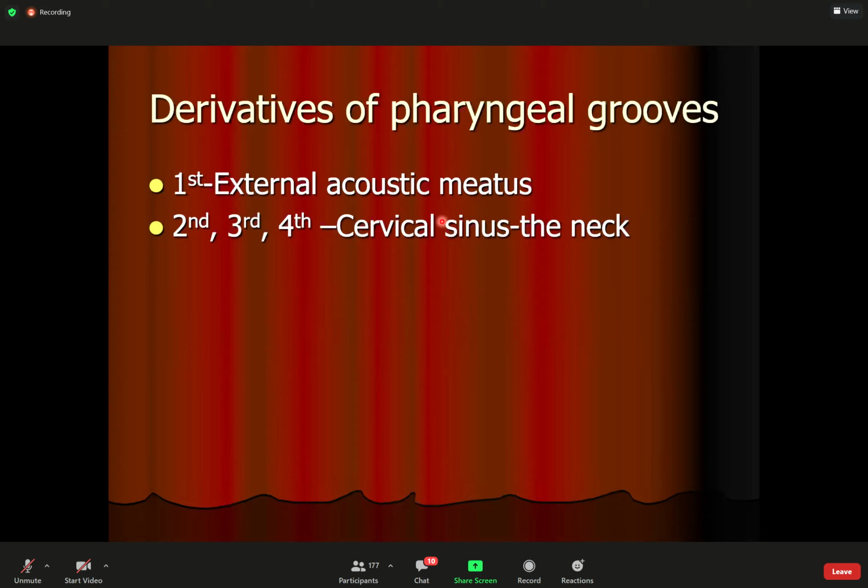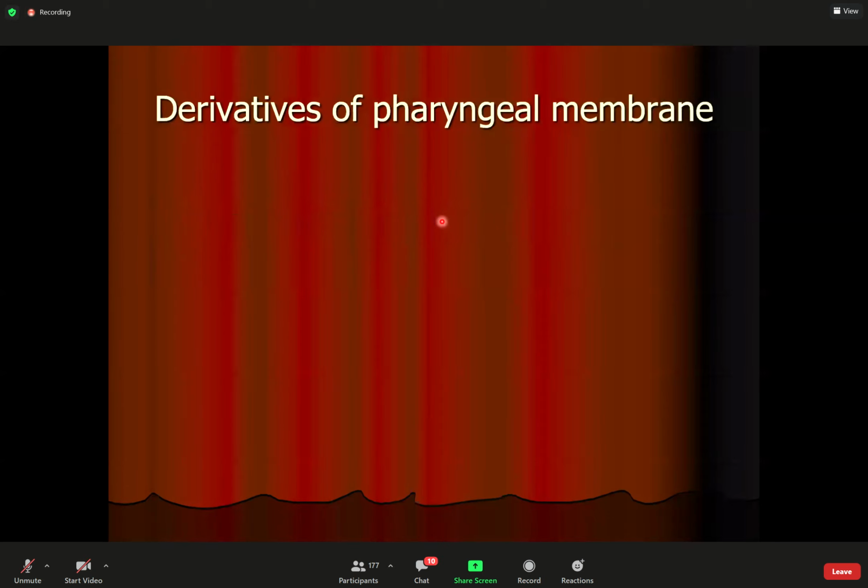The second, third, and fourth grooves we call the cervical sinus, or the neck. So now you understand how we are born. We have arch, groove, arch, sinus. Arch, groove, outside. Arch, sinus. That's the neck. That's the reason the neck is so narrow. The derivative of the pharyngeal membrane is the tympanic membrane. Very easy.